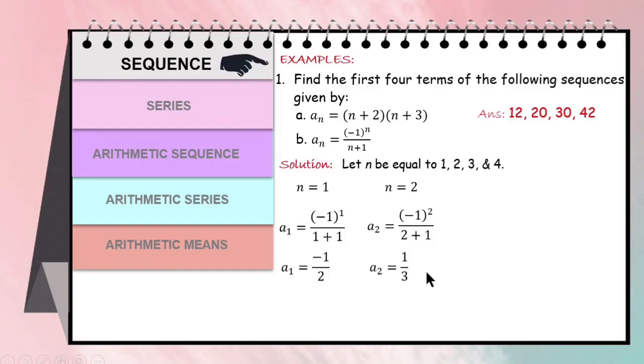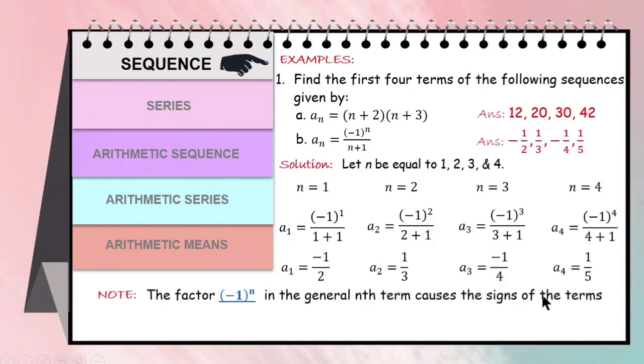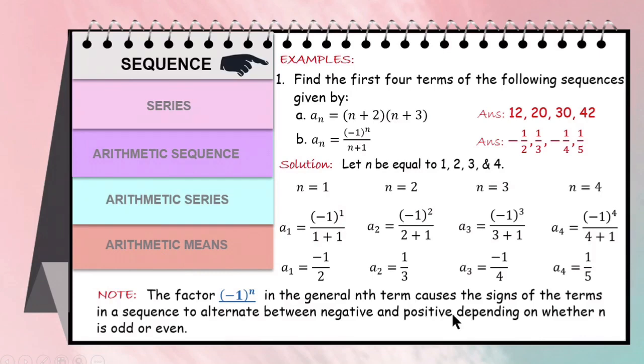On the other hand, when n is equal to 3, a sub 3 is equal to negative 1/4. Negative 1 raised to 3 is negative 1 over 3 plus 1 is 4. And when n is equal to 4, a sub 4 is equal to 1 over 5. Negative 1 raised to 4 is positive 1 over 4 plus 1 is 5. So the first four terms of this sequence are negative 1 half, positive 1/3, negative 1/4, and positive 1/5. Take note, the factor negative 1 raised to n causes the signs of the terms in a sequence to alternate between negative and positive depending on whether n is odd or even.